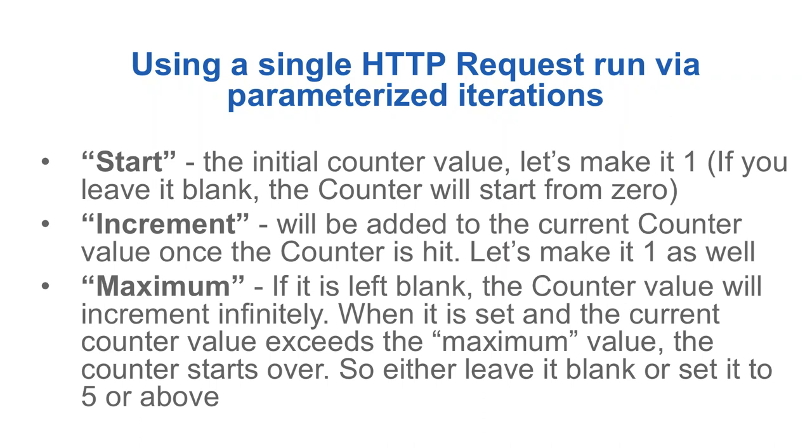So the start value, this is the initial counter value. Let's make it 1. Just to note, if you leave it blank, the counter will start from 0. Increment, this value will be added to the current counter value once the counter is hit. Let's make it 1 as well, as we need to replicate the above behavior. Maximum, it's pretty self-explanatory. If it's left blank, the counter value will increment forever. But when it is set and the current counter value exceeds the maximum value, the counter starts over. So it's either fine to leave it blank or to set it to 5 or above.